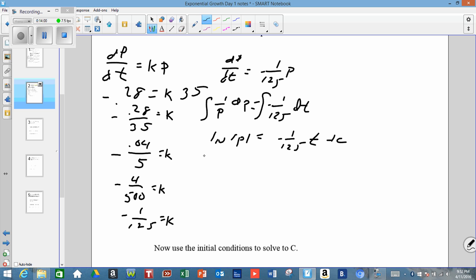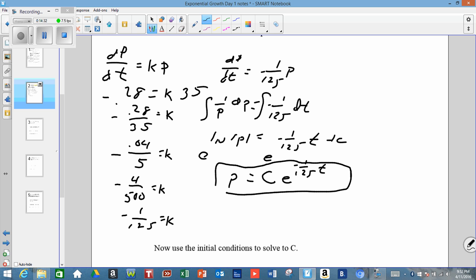To get rid of the natural log, we exponentiate. e to the natural log of p is p. e to the negative 1/125 t plus c is, remember, e to the negative 1/125 t times e to the c, but we're going to say that e to the c is just some other c. So that's c e to the negative 1/125 t. There we have it. Man, this lag is rough.